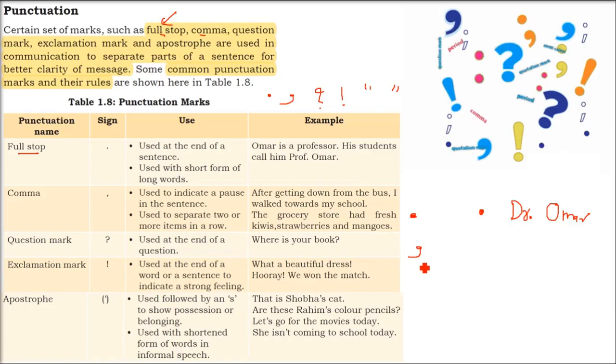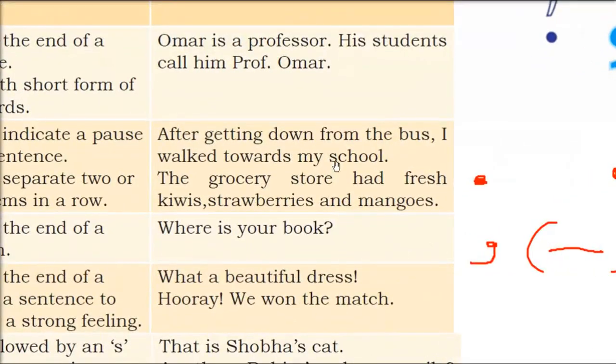Second is comma. Comma is indicating a pause in the sentence, because here you are going to stop for a while. Also, there may be two or more items in a row. They are items, so you use commas to separate them. I'll give an example of each. First is pause. After getting down from the bus, I walked towards my school. So I paused at the comma. This is why comma is used, right?